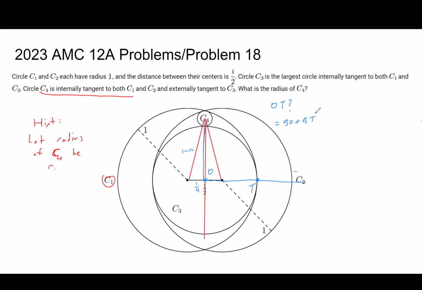Because, oh wait, my bad. So label these points A and B. So OT is simply the distance of this plus this, right? Now, we can rewrite BT as AT minus 1/2, right? Because AT, which is this long distance, minus 1/2 gives me BT.